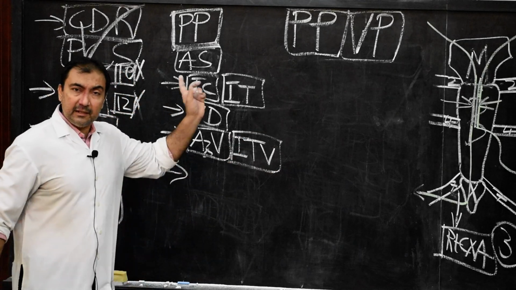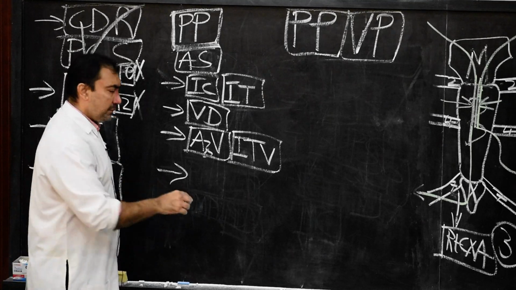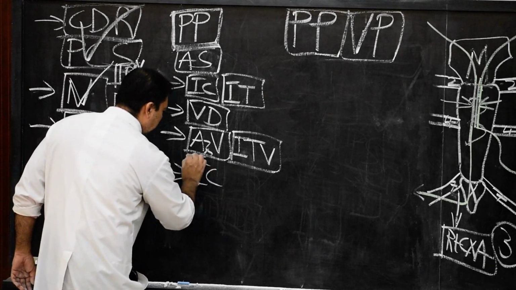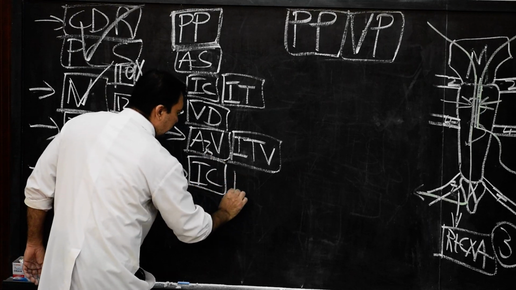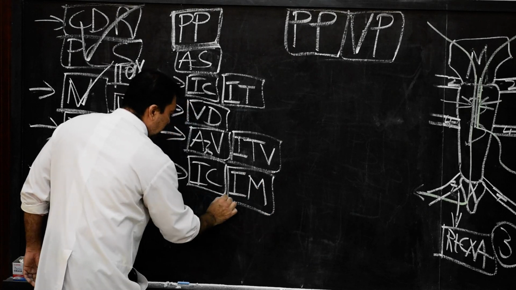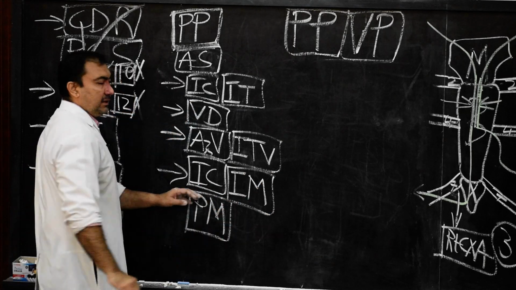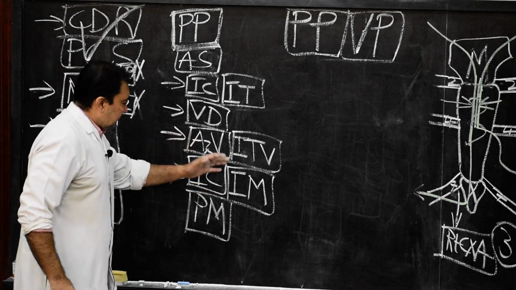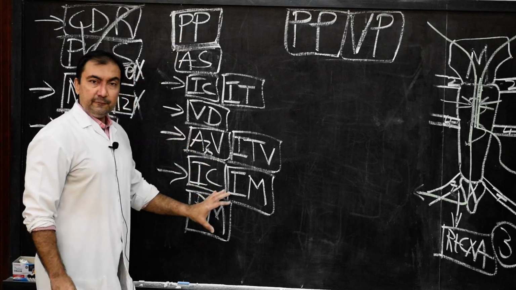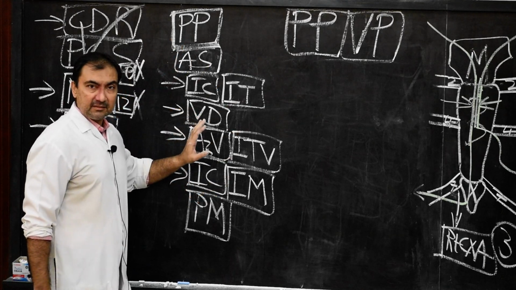And lymphatic drainage of parietal pleura will be intercostal group of lymph nodes, or the internal mammary group of lymph nodes, or the posterior mediastinal group of lymph nodes. This is where parietal pleura will drain its lymphatic drainage. Remember, these are often asked in 1 mark question answers.